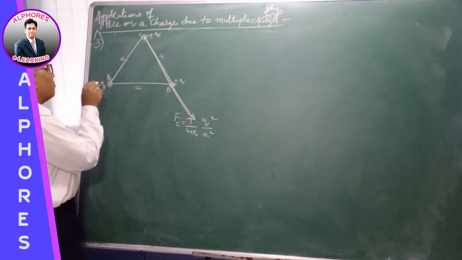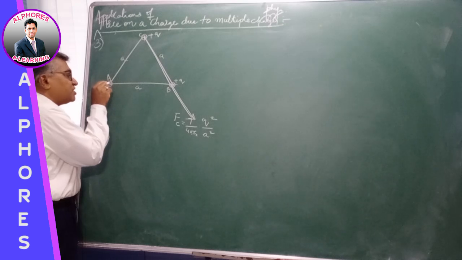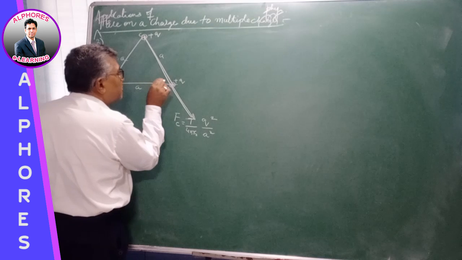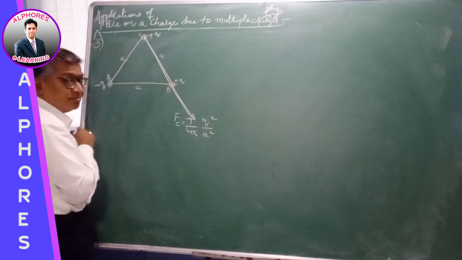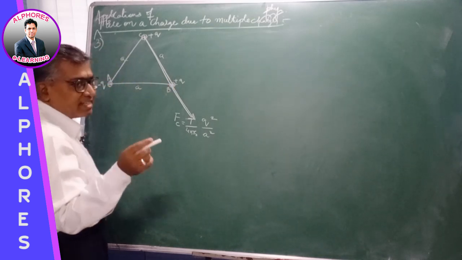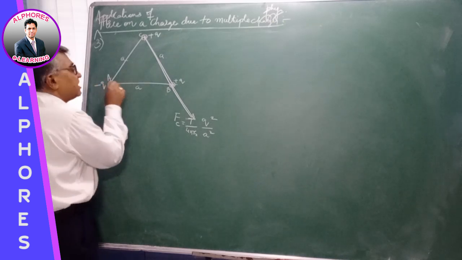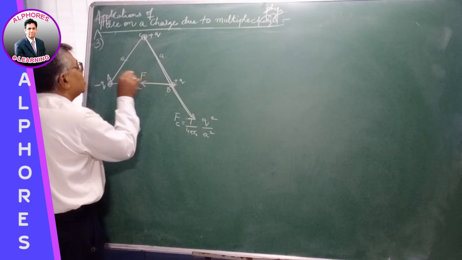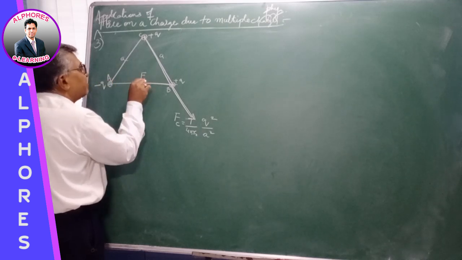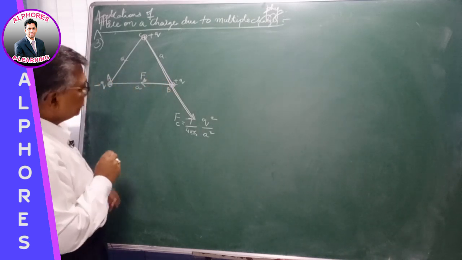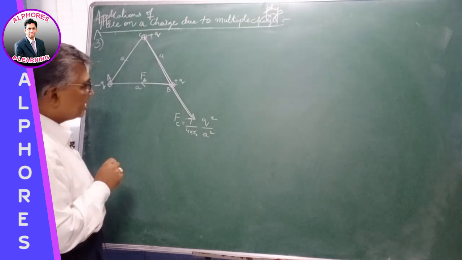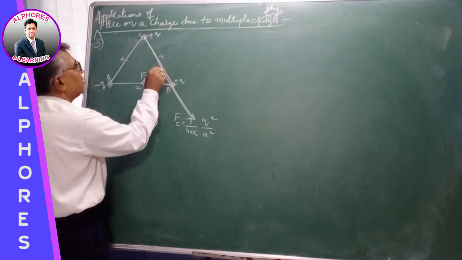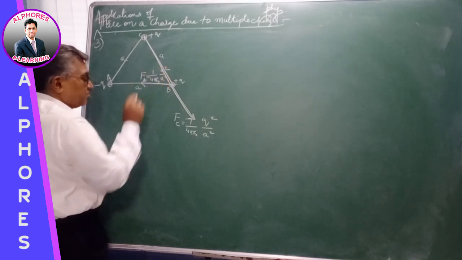Now, what is the force due to the charge on A? The force due to the charge at A on B. Now both are unlike charges. Unlike charges attract, so this charge attracts this charge. So the force due to the charge at A, Fa on B, B is common, same magnitude, 1 by 4 pi epsilon naught, Q square by A square.